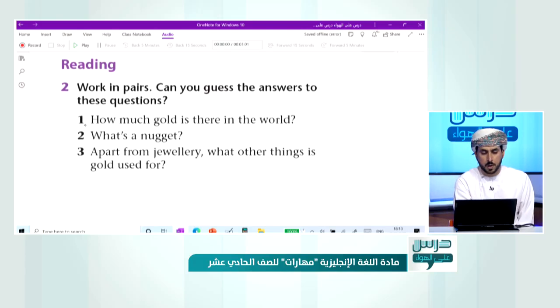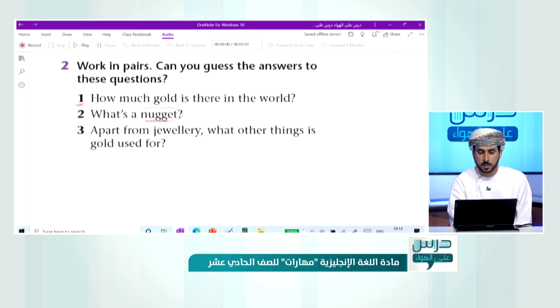Number one, how much gold is there in the world? So here we are asking about the amount of gold found in the whole world. And also the second question, what's a nugget? This is a word you will find in the text, and the meaning is mentioned in the text. So try to figure out what is the meaning of this word, nugget.